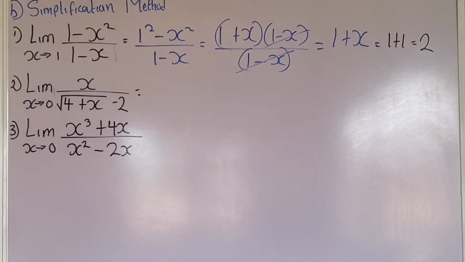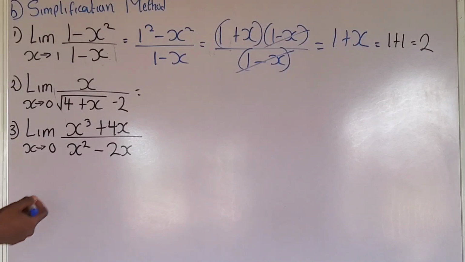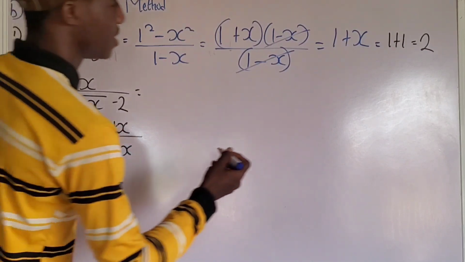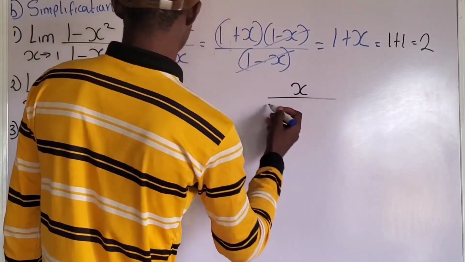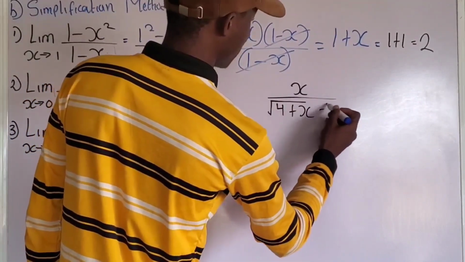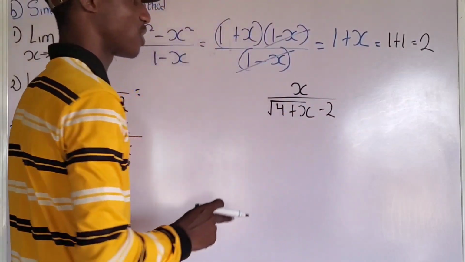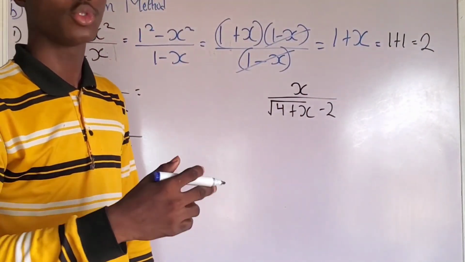For the next function, we have the limit of x all over root of 4 plus x minus 2, as x tends to 0. Now, to take the limit of this function, we have to rationalize. I'm very sure you have heard of conjugate before. What I mean by rationalization is this: if I want to rationalize this function, I'm going to multiply the numerator and the denominator by the conjugate of the denominator.